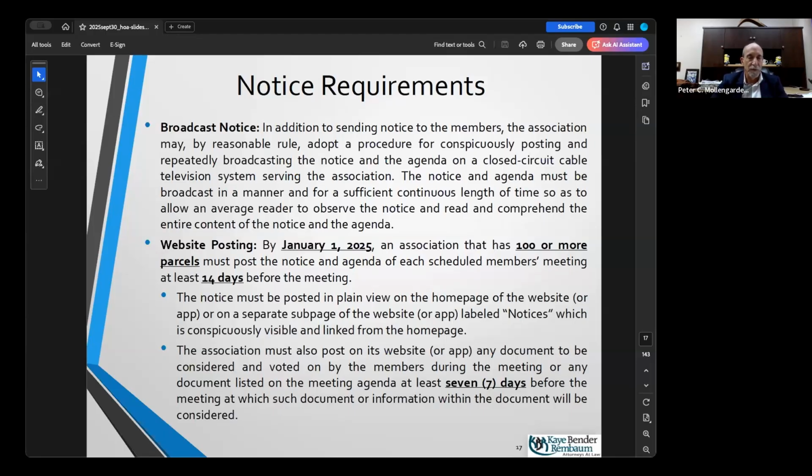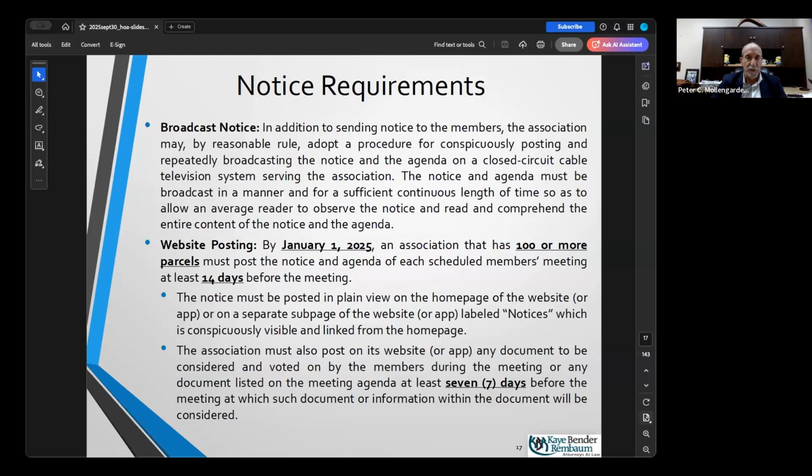Also, with respect to posting on the website, by January 1st of this year, the HOAs that had 100 or more lots were required to post the notice and the agenda of each scheduled members meeting at least 14 days before the meeting on their website. The notice must be posted in plain view on the homepage of the website or app. You have to have a downloadable app or a website, or on a separate subpage of the website or app labeled notices, which is conspicuously visible and linked from the homepage.